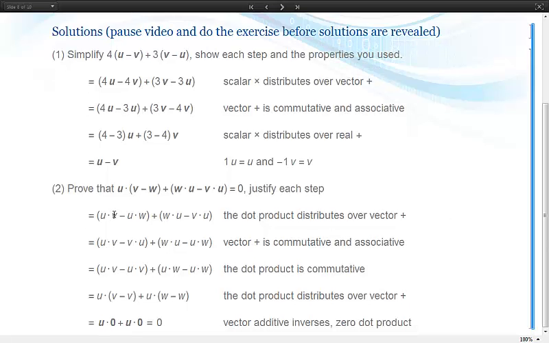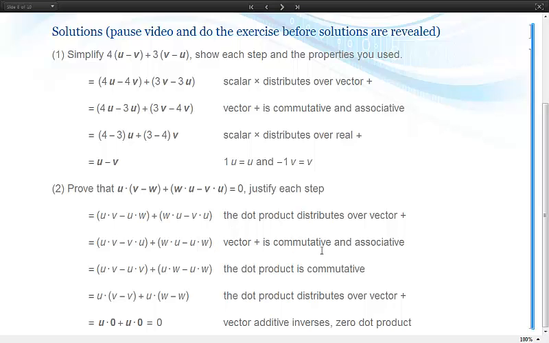Okay, and then finally, for the second problem, I want to prove that u dot the vector difference v minus w plus the sum of the two dot products, w dot u minus v dot u, gives me 0. So what do I do first? I can distribute the dot product over the vector addition, so this becomes u dot v minus u dot w, and then this remains the same.